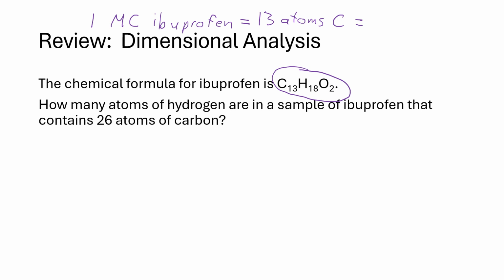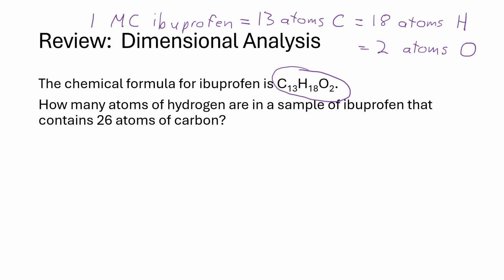and we also have 18 atoms of hydrogen, and we also have 2 atoms of oxygen. Now, I am not trying to tell you that 2 atoms of oxygen are the same thing as 18 atoms of hydrogen or 1 molecule of ibuprofen, but what I'm saying with this list of equivalents is that if you have 1 molecule of ibuprofen, you also have 13 atoms of carbon, or 18 atoms of hydrogen, or 2 atoms of oxygen. So we can use those as equivalents in dimensional analysis.